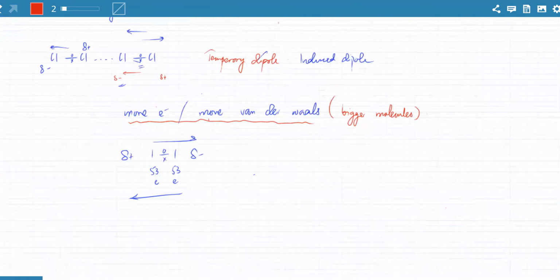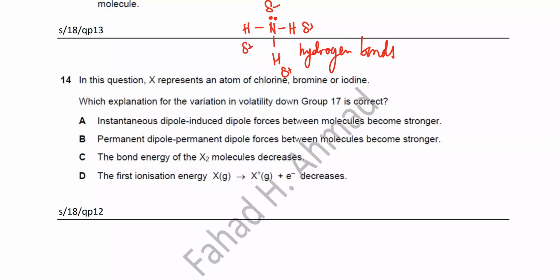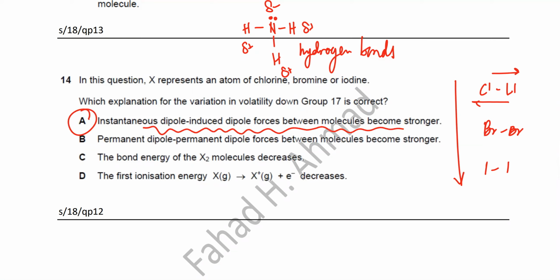Is this clear? So over here, he's saying the molecules chlorine, bromine, and iodine, right? They're all non-polar, so it's all fluctuating dipoles, temporary dipoles, induced dipoles, electrons getting knocked. So down the group, you've got bigger molecules, so there's going to be more van der Waals forces. So it's going to be A, that the temporary dipole induced dipole forces between molecules become stronger. Is this clear?